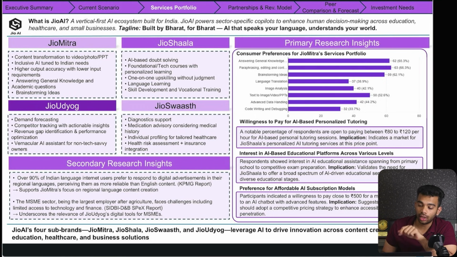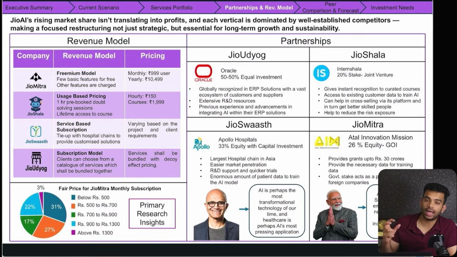So this, for example, is the section where the services portfolio comes in. Basically, what is it that JioAI is going to provide? We have included primary research insights, some secondary research insights as well, and again there is a title and a conclusion here. The next is partnership and revenue model, just carrying forward everything that we have worked on in the first round, but with a lot more detailing, a lot more thought has gone into this.